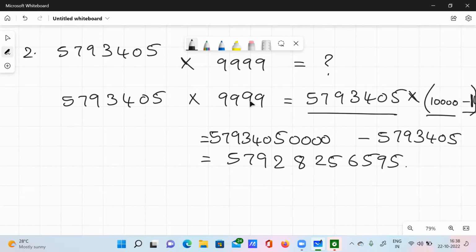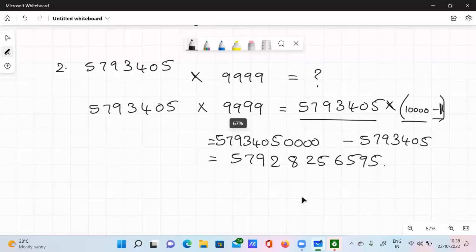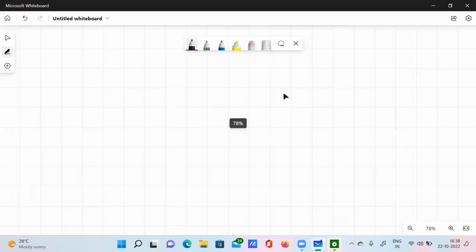So instead of approaching the traditional multiplication method, you can consider how to write this entire number. You need to think in how many ways you can write this value, that is 9999. You can simply subtract 1 from 10,000, right? So that's what I have done here. So now let's move to another example.